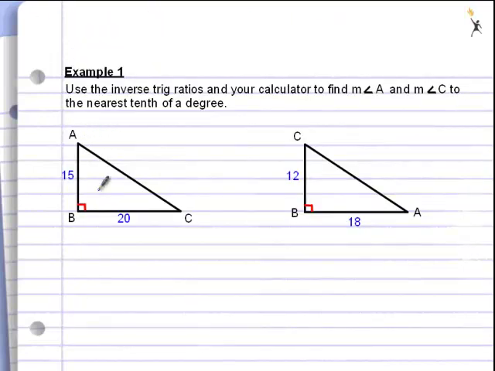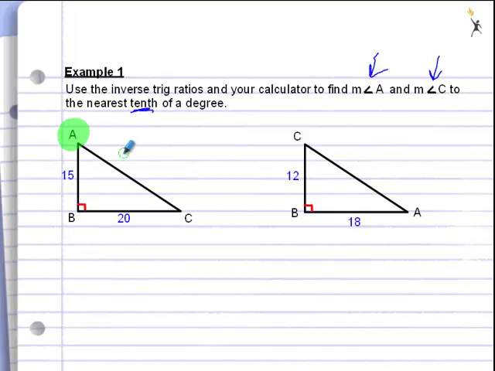Here you're given two different triangles in example 1. It says use the inverse trig ratios and your calculator to find the measure of angle A and the measure of angle C to the nearest tenth of a degree. Well, there are a couple different ways we can do this. First, we're going to start with angle A.